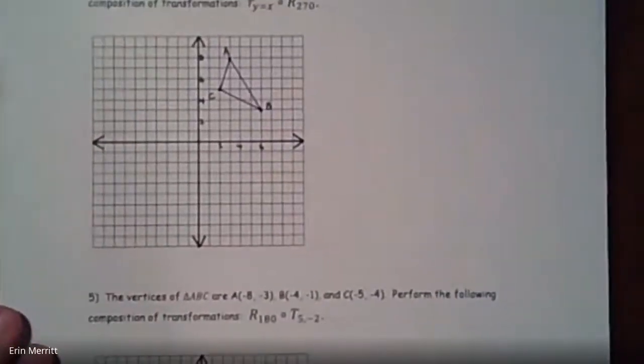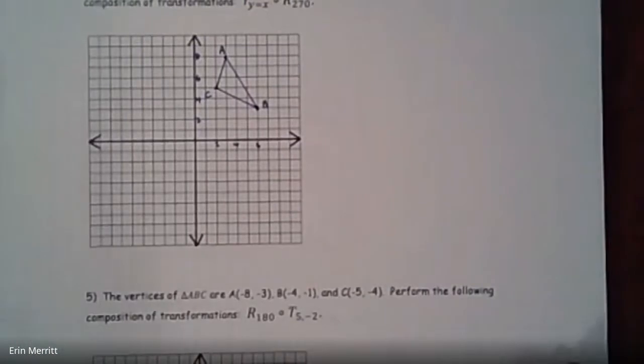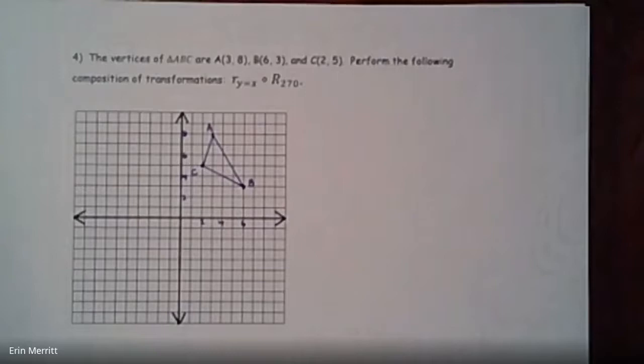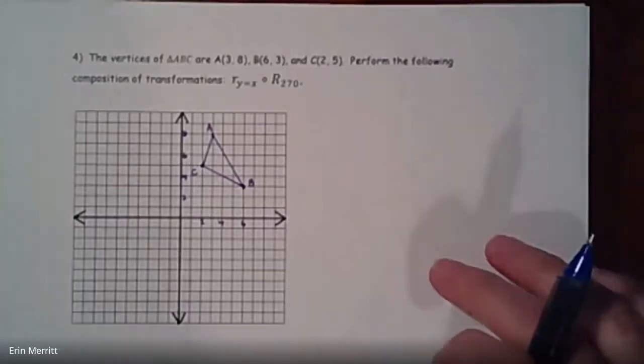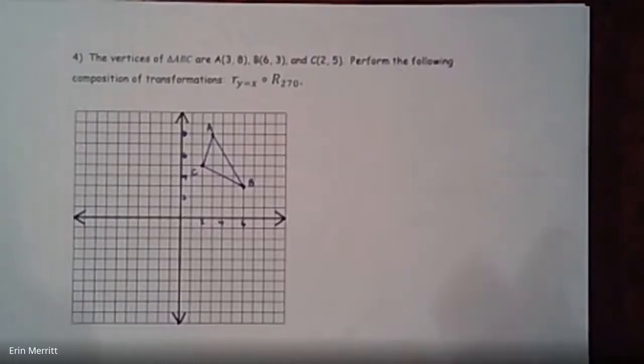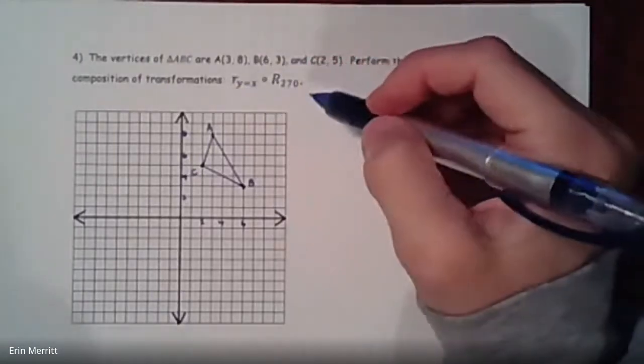Moving on. 34 and 35, we've just got more practice. So what I'm thinking is let's do one of these. Maybe let's do 4 together, and then we'll save 5 to look at in class. So for number 4, it's saying you've got triangle ABC. Perform the following composition of transformations. And I like this one because this has two good ones to look at here.